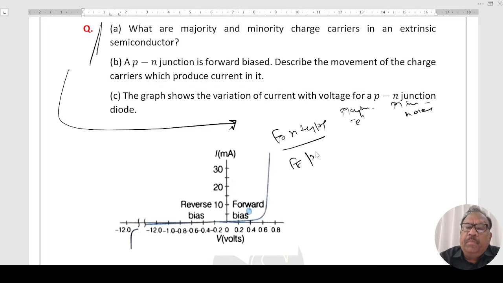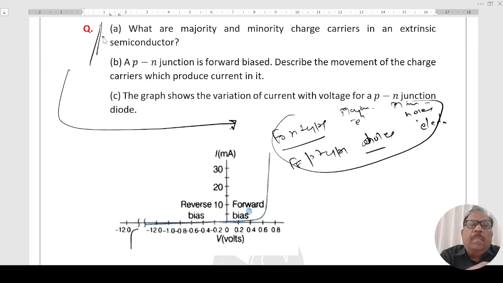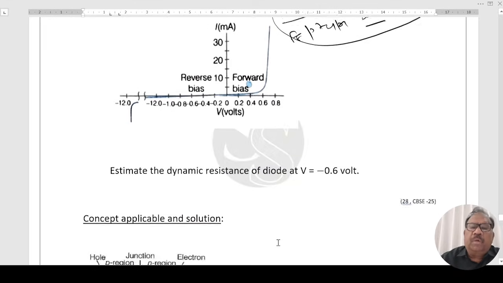For P-type, holes are majority carriers and electrons are minority carriers. This is part 1. A p-n junction is formed by... describe the movement of the carriers which produce current in it.